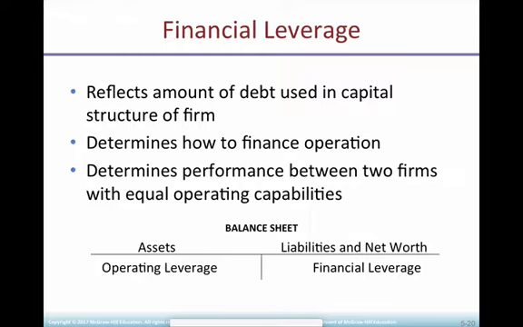Okay, and we have here in the balance sheet, operating leverage is related to assets because here we have those fixed assets related to the production process. If you recall, the ones that were rent, insurance, depreciation, property taxes, executive salaries. And financial leverage is going to be related to the debt financing, which is a liability.